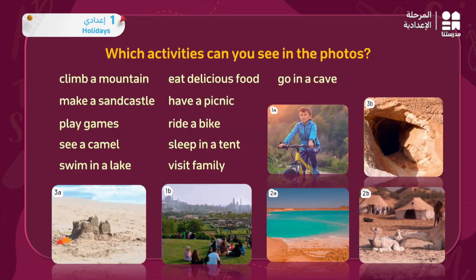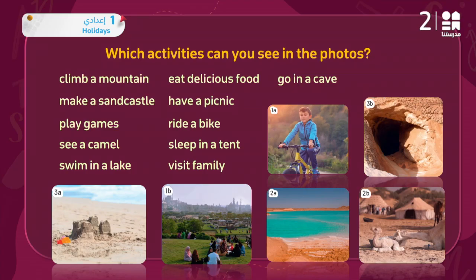Okay? Here, first, 1A, of course, to ride a bike. Let's look at the second picture, 3B. To go in a cave. 3A, exactly, to build a sand castle. 1B, what are we going to do? Of course, thank you, to have a picnic. The last one, 2A, to swim in a lake. And the last one, to see a camel, maybe to ride a camel. Okay.